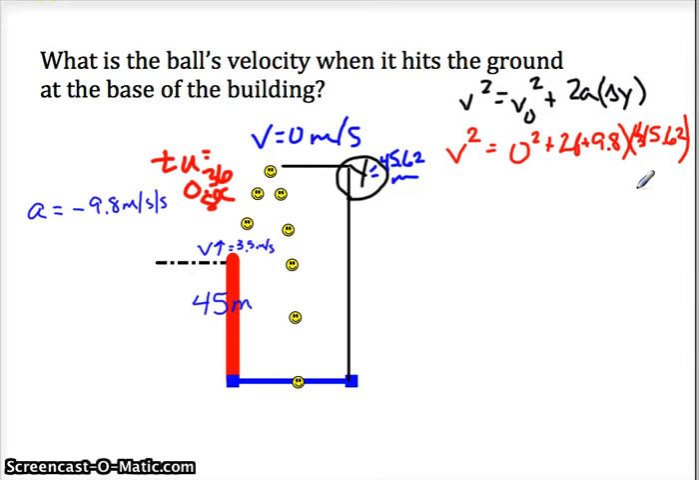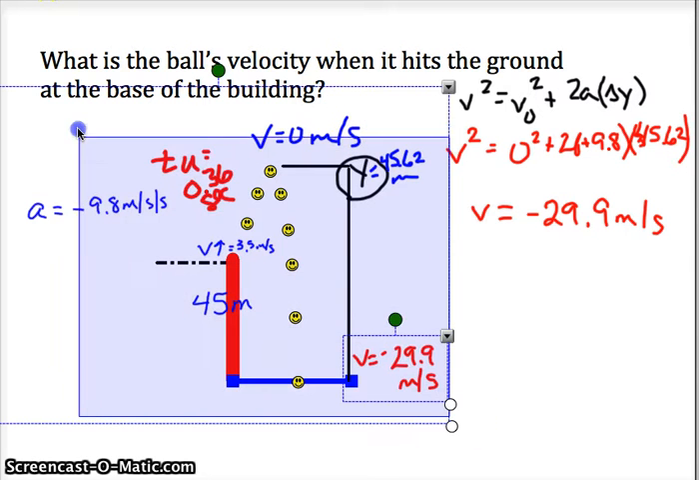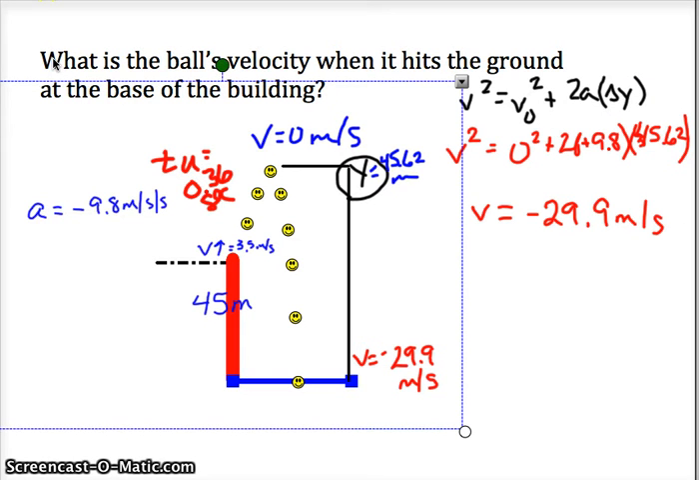So our height is 45.62 meters. Grabbing a calculator and solving for V, I need the square root of 2 times 9.8 times 45.62. And I get a velocity at the bottom of negative 29.9 meters per second. So this velocity down here at the ground is a negative 29.9 meters per second. Again, we're going to grab all of this information, group it together, and copy it so that we can take it to the next slide.